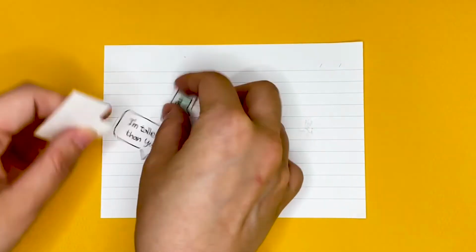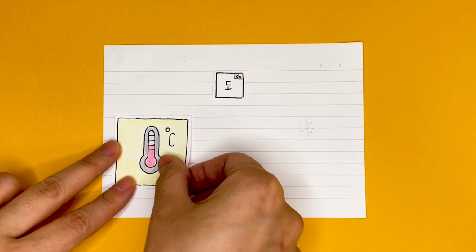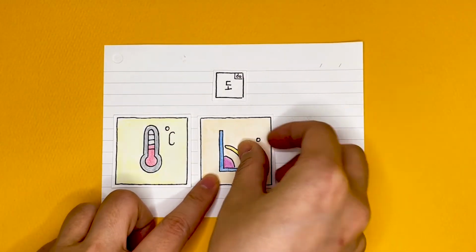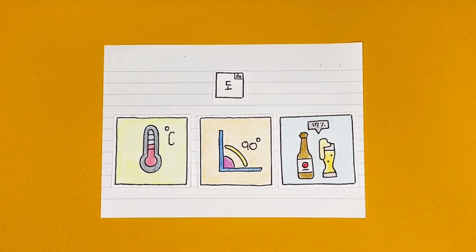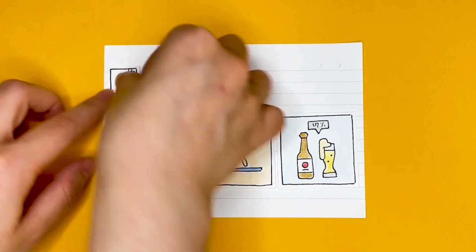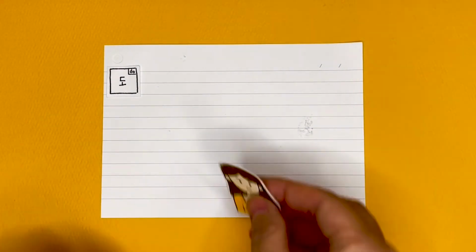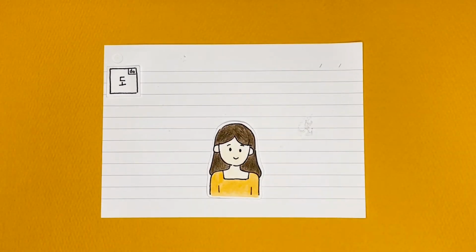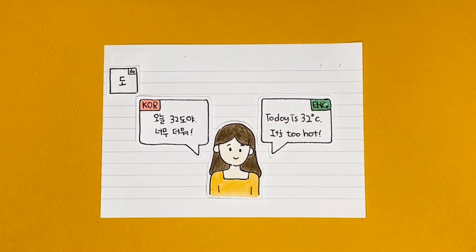Our second word is 도. It refers to degree of temperature, degree of angle, and alcohol by volume. Let's have a look at an example of 도, which translates to degree of temperature. If your Korean friend says, 오늘 32도야 너무 더워, it means that today is 32 degrees Celsius, it's too hot.